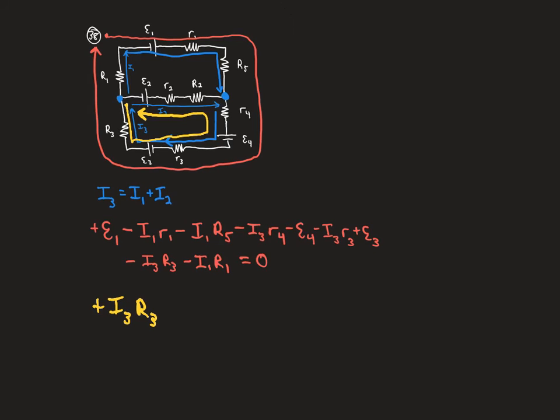I hit the bottom corner. I turn and I'm going to the right. I'm going from the positive side of the battery to the negative side, so what does that mean for E3? If I go positive to negative, that means I have to drop. So this is a minus E3. I keep going to the right. My loop is going to the right. My current I3 is going to the left. So they're going opposite directions through this little R3. So that's got to be positive.